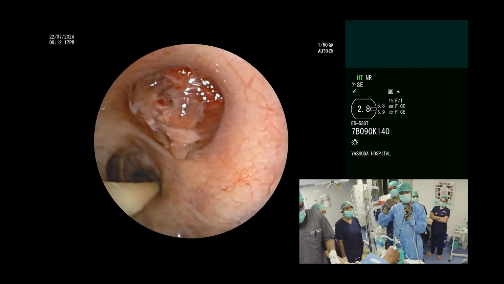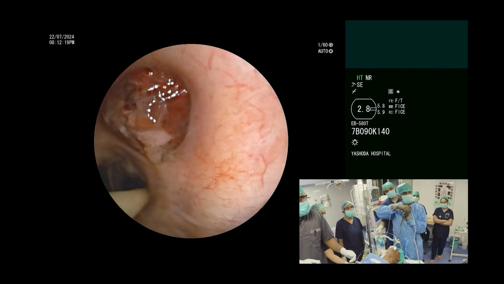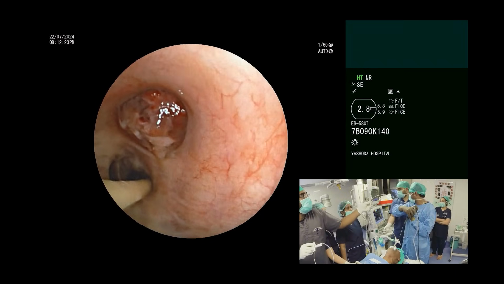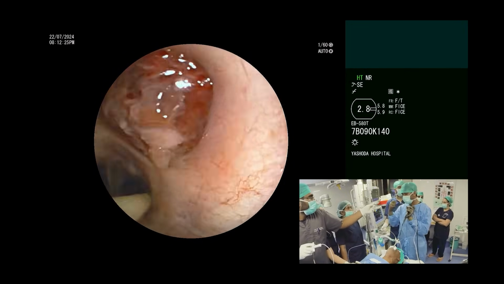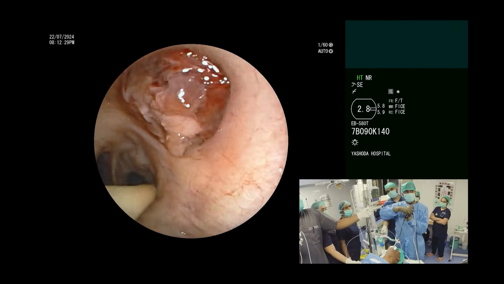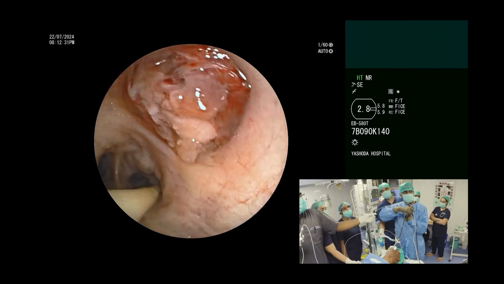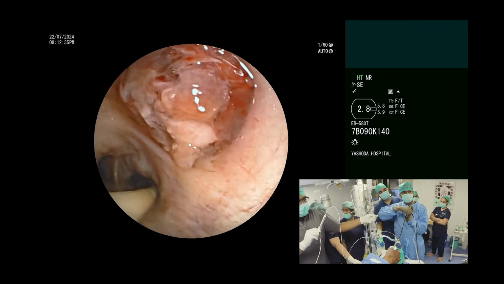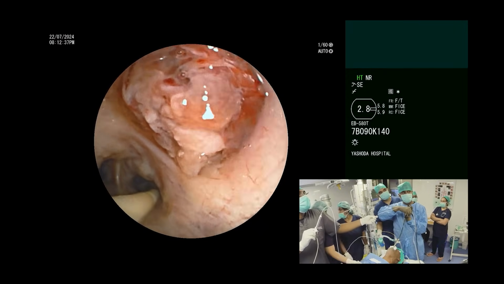And now you will see that I'm introducing the electrosurgical snare through the working channel of the bronchoscope, and my assistant will be helping me in snaring this vascular tumor. We generally prefer to use a hot technique prior to cryo extraction to decrease the amount of bleeding.